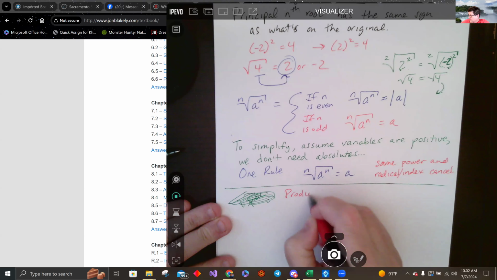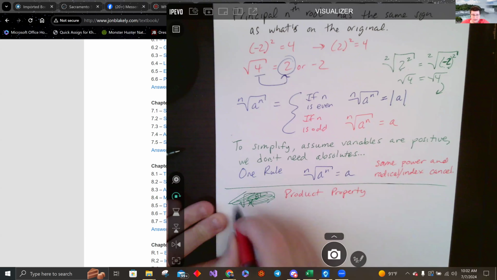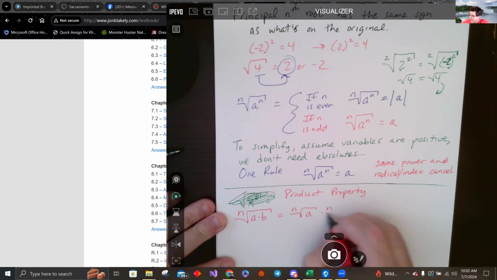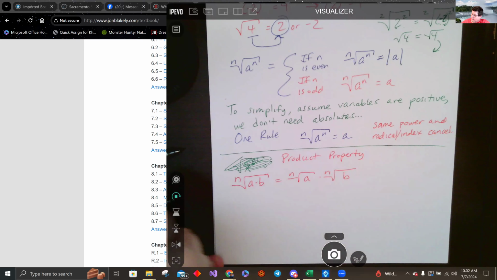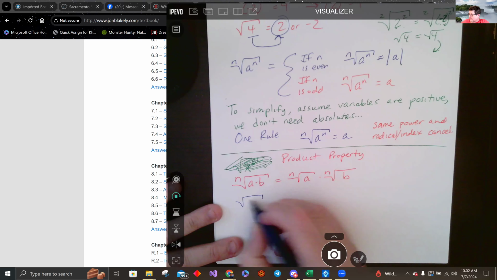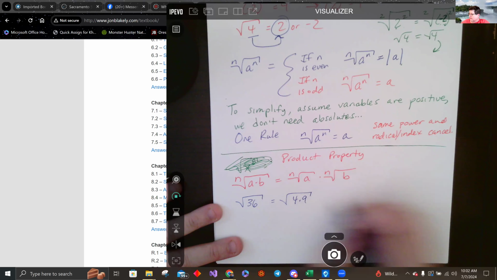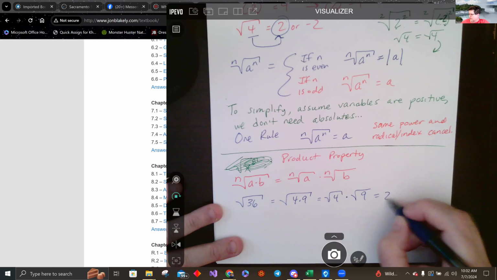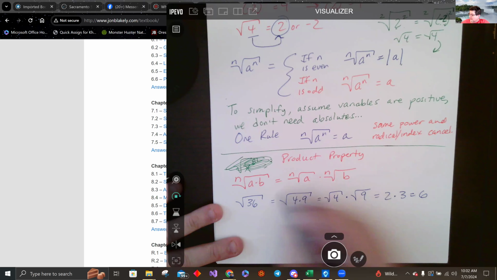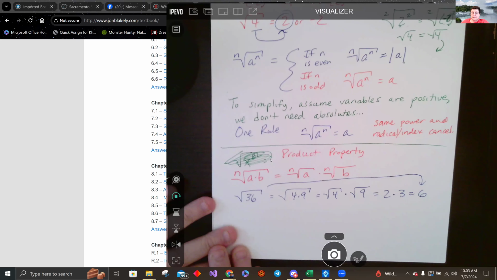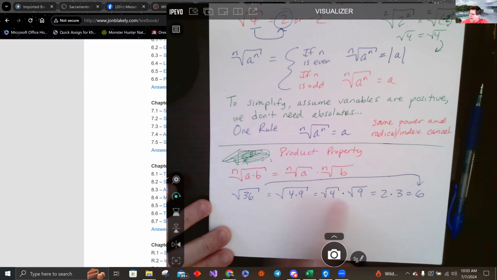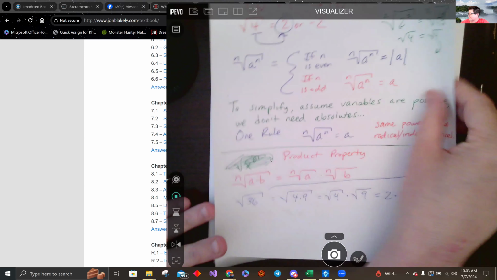Product property. The nth root of A times B equals the nth root of A times the nth root of B. This is kind of like saying the square root of 36 equals the square root of 4 times 9. Equals the square root of 4 times the square root of 9, which is 2 times 3, which is 6. And that's what the square root of 36 is, 6. Okay, we're going to use that combined with this nth root idea to simplify some crazy stuff going on.